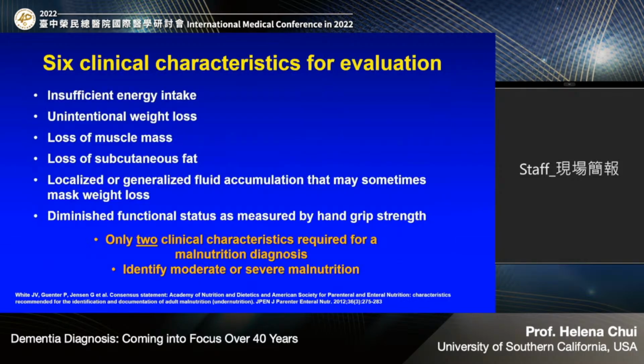Six clinical characteristics are used for evaluation. So we look at insufficient energy intake, unintentional weight loss, loss of muscle mass, loss of subcutaneous fat, and local or generalized fluid accumulation that may sometimes mask weight loss. So this is your edema assessment. And then finally, diminished functional status is measured by hand grip strength. Only two clinical characteristics are required for malnutrition diagnosis, and then you work to identify moderate or severe malnutrition.